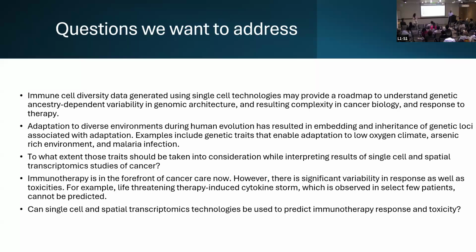And again, the immunotherapy came into the picture. Few of you have already talked about it. Again, the response varies, as well as the toxicity, cytokine storm. When we do the cancer atlas, what other parameters do we need to consider, which can tell us about the potential toxicity issue with the treatment? So these are some of the questions we both thought about, and you may have other questions.